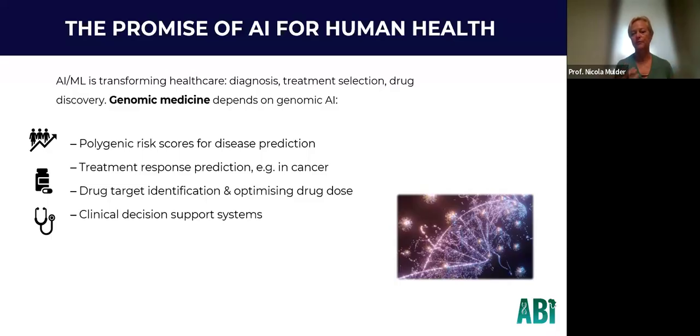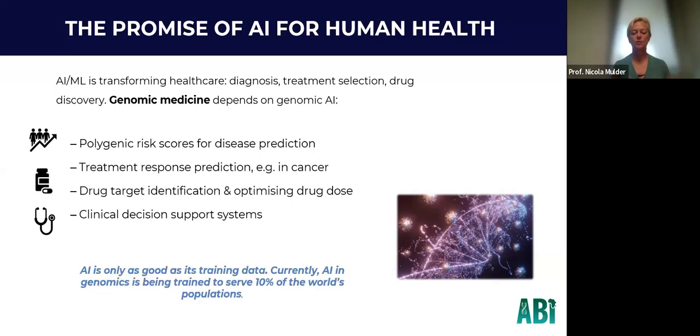I've already talked about how we have different responses to drugs, and clinical decision support systems. So when you go to the pathologist now and you have a biopsy, for example, the pathologists are now using AI to identify cancers. Again, we need more locally relevant data for those to be really accurate, so that they can then apply to African populations. So AI is only as good as its training data. And currently, if you're looking at the use of genomics in AI, it's being trained to really serve 10% of the world's populations. 90% is missing.